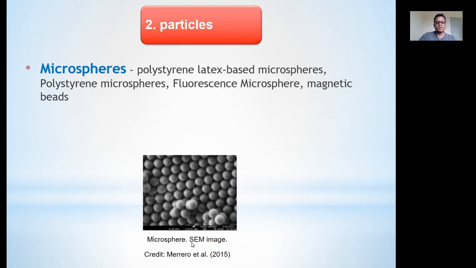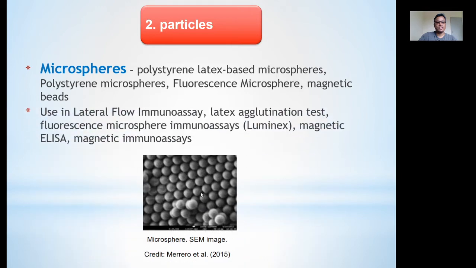This is a scanning electron microscope image. So these microspheres can be used in lateral flow immunoassays, latex agglutination tests, fluorescent microsphere immunoassays, and magnetic ELISA, also in magnetic immunoassays. So again, do check out brief information on this type of immunoassays.